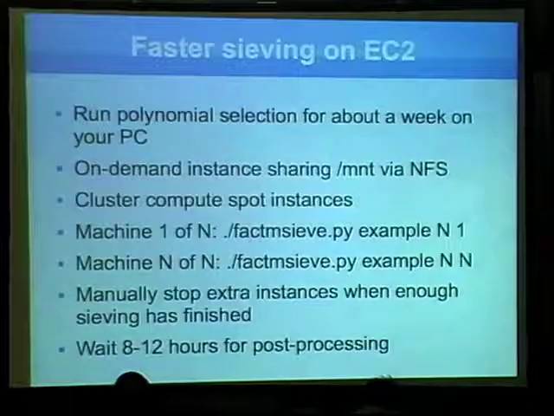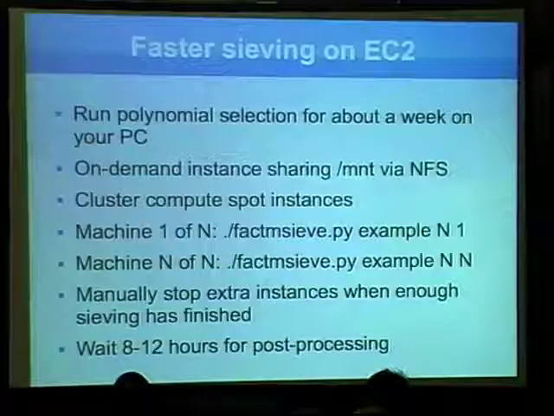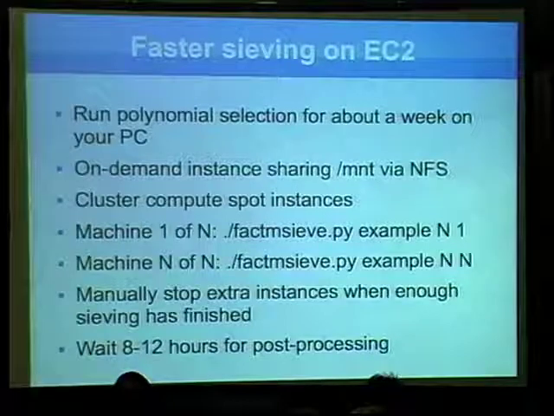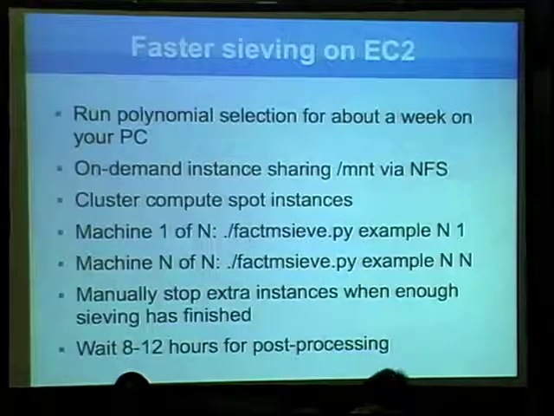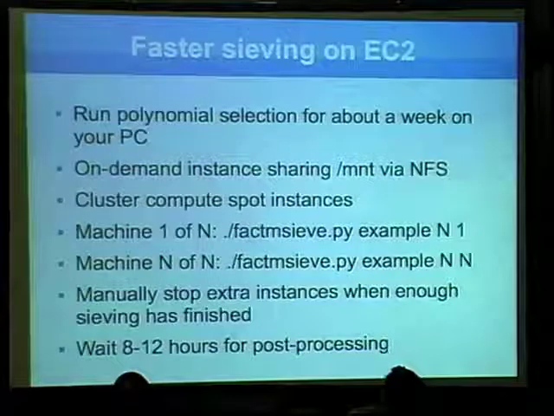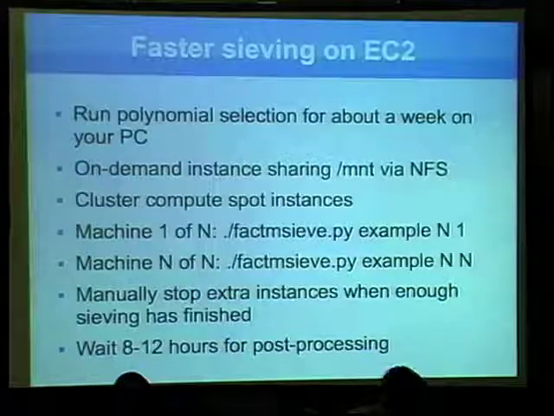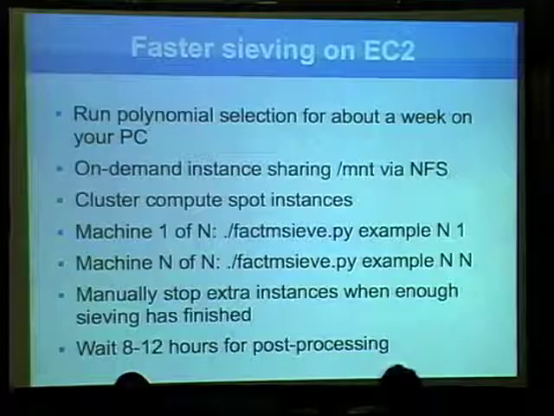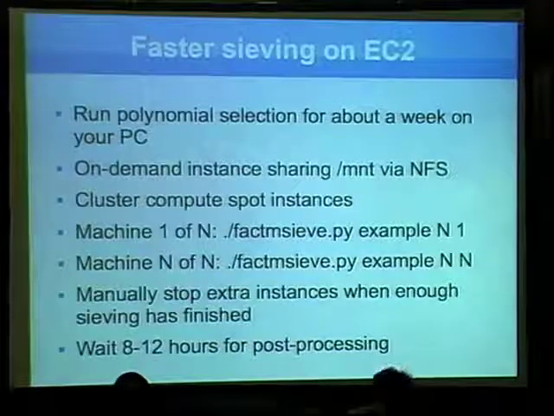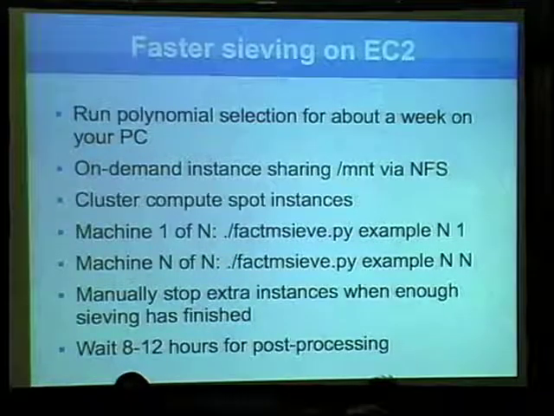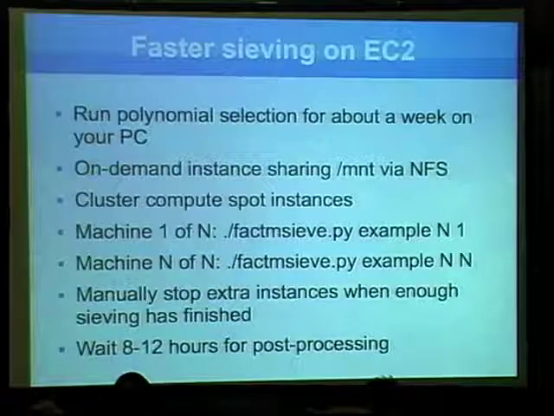I played around with doing this on EC2 because I had another key that I wanted to crack for this presentation, and it wasn't going to finish in time. The setup for that is fairly simple. You can run the polynomial selection phase of the algorithm. That's the first phase. There's polynomial selection, the sieve phase, then there's some post-processing where you build up a huge matrix of relations found in the sieve phase, and then you run a solver on that.